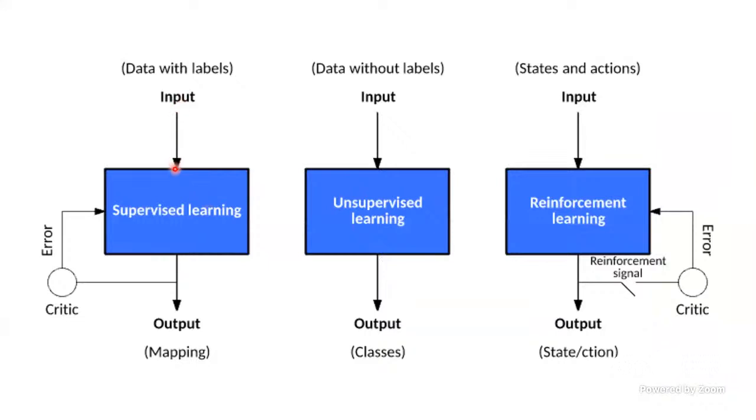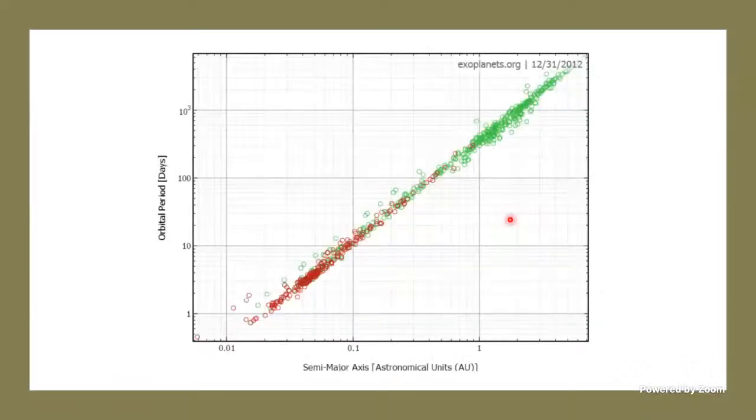So this is the basic supervised, unsupervised, and reinforcement learning procedure. The input is given in, and the output comes out of the computer, and there is a critic happening, and there is an error used to modify the output each time. So they have the mapping and classes and stuff like that.